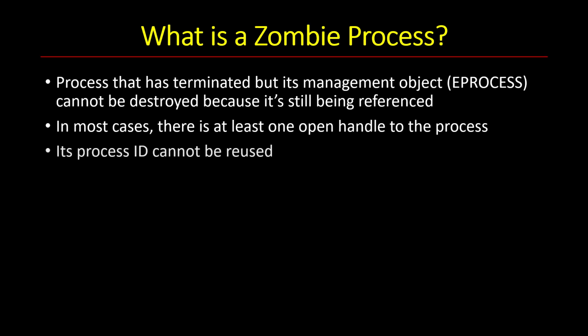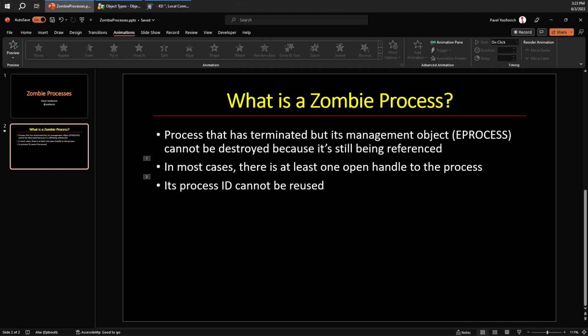That also prevents a process ID reuse, which means that you might notice on a system that process ID numbers start to get very high, relatively speaking, in the 100,000 or more. In most cases, this is because zombie processes plague the system. Let's see that using tools.